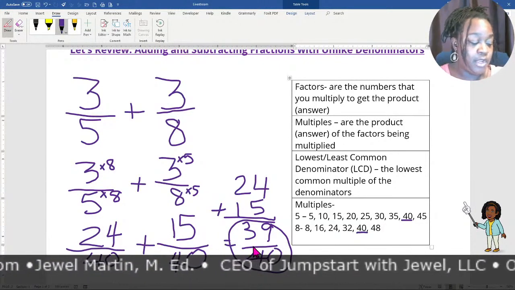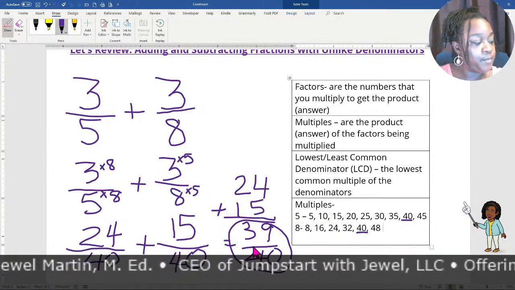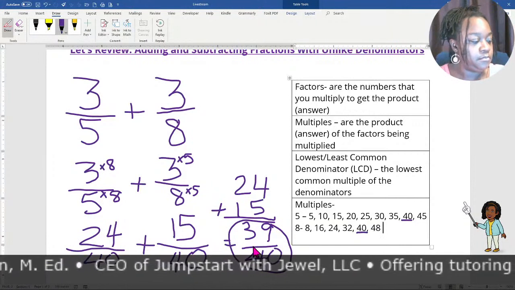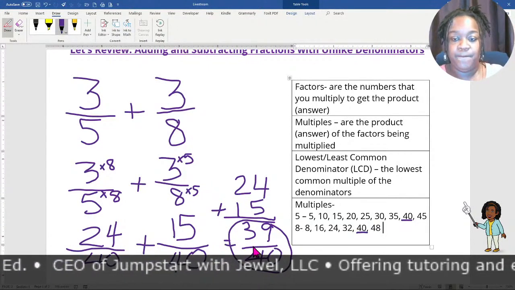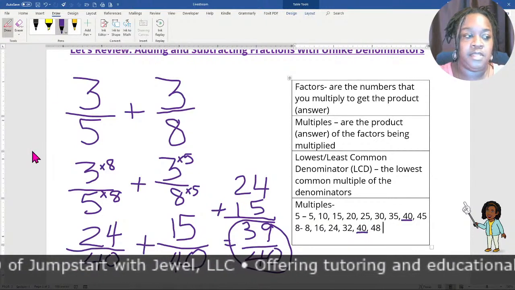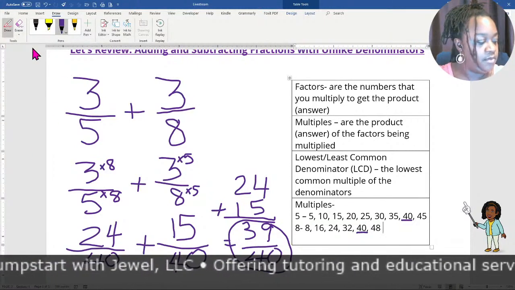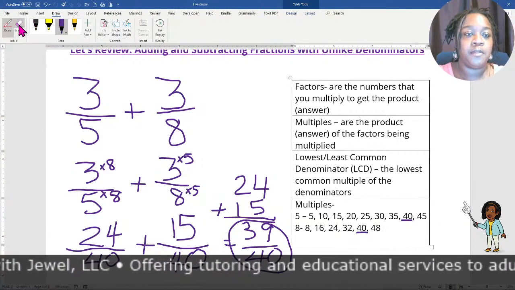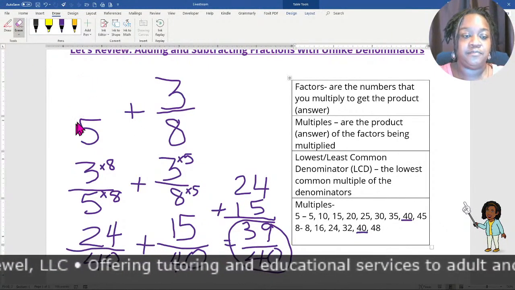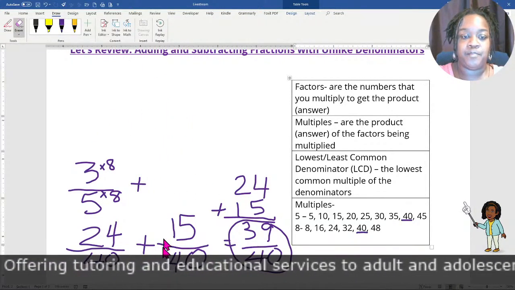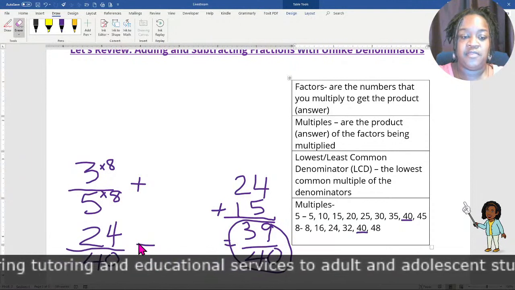So the next thing we're going to do is one that is subtraction. Well, you know what? I thought I had another one. Well, we can do this one. Let me erase this. And then we'll do another one.